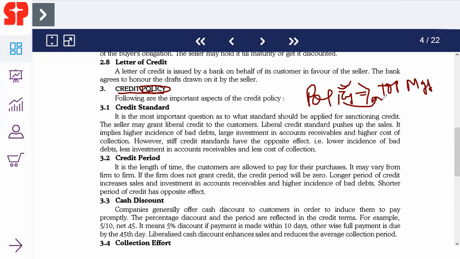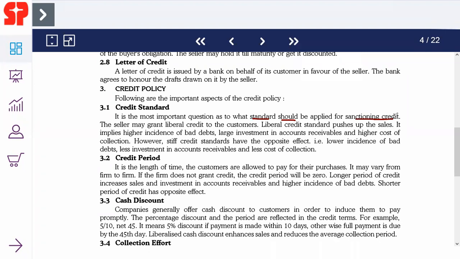Likewise, in credit policy, what aspects will be there? Let us understand. One is the credit standard. What is a credit standard? Credit standard means the standard which should be applied for sanctioning the credit. So what standard has the company set before sanctioning the credit? What should be the standard limit applied before sanctioning credit? There can be two types of view. One will be liberal credit to the customer.